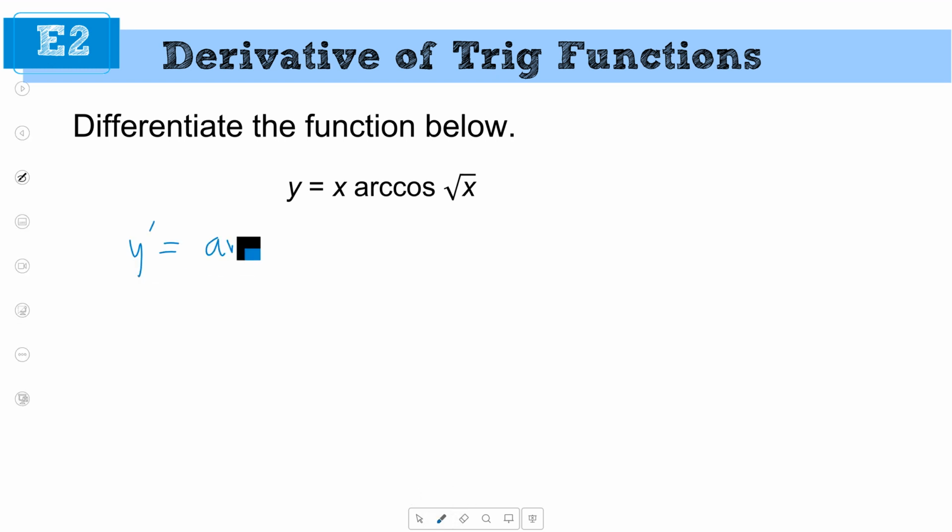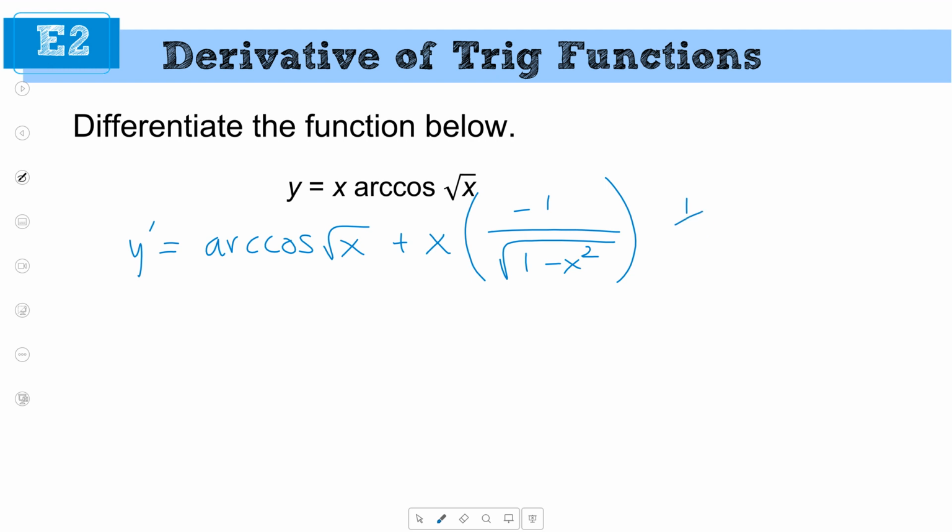Y prime is equal to the arc cosine of the square root of x plus x times... okay, well, what's the derivative of arc cosine? The derivative of arc cosine is the same thing as the derivative of arc sine with a minus sign in front of it. So minus 1 over the square root of 1 minus x squared. However, I need a chain here. 1/2 x to the negative 1/2. Whoops, I screwed up. This should be a square root there. Oh, that's ugly. Hold on. This should be minus 1 over the square root of 1 minus the square root of x quantity squared. Do you see why it's the square root of x?